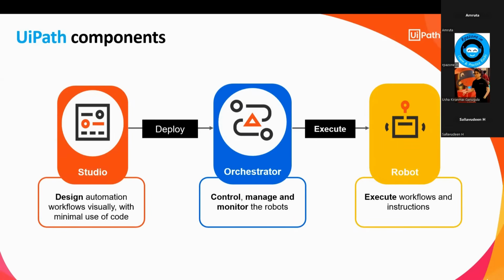So once you are done with the development, what you do is deploy onto the orchestrator, where you can manage the robots, manage your business processes, create folders, assign permissions to the users, and a lot of things that you can do at orchestrator. So once you do such configurations, now it's time to run your workflow.